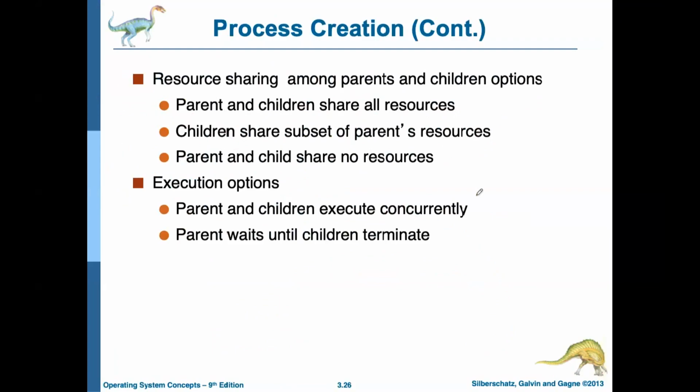Process resource sharing among parent and children options: parent and children may share all resources, or children may share a subset of the parent's resources. Parent and child may also share no resources, unsharing everything is possible too. Execution options: parent and children may execute concurrently, or the parent waits until the children terminate. This is the option for the execution.